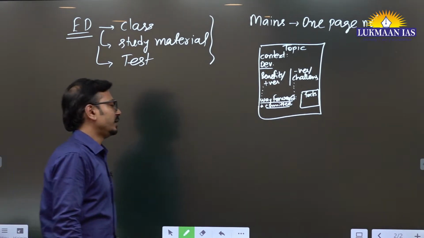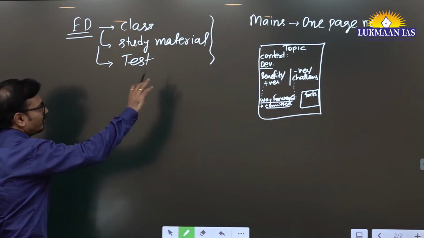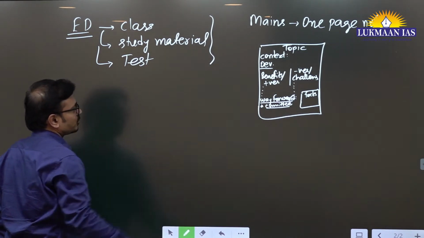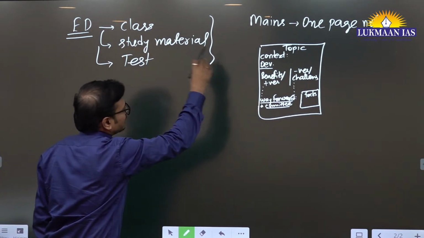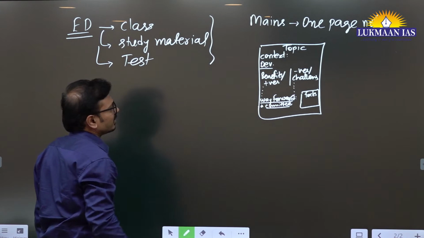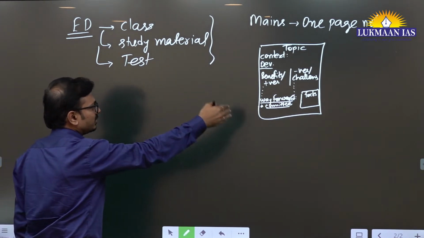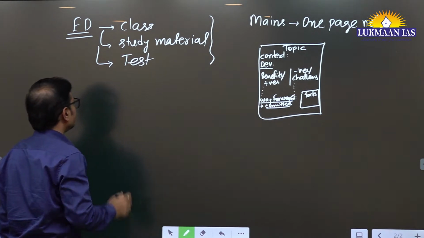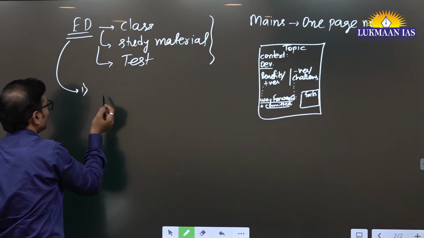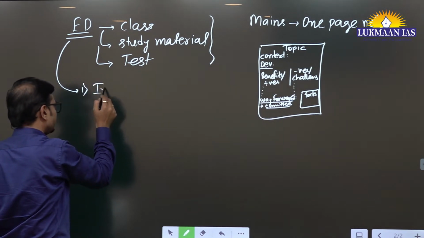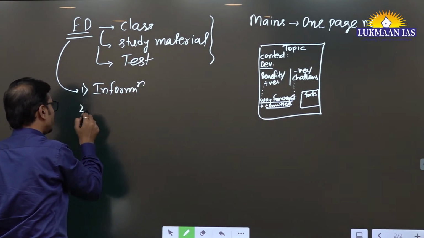Fine. I was talking about how to take inputs. So when we make this 1-page note, you will get the inputs from this study material, class, and many other things. Whatever you have read from the current developments, newspaper, add that too. This is basically going to give you information. It is going to build your understanding.